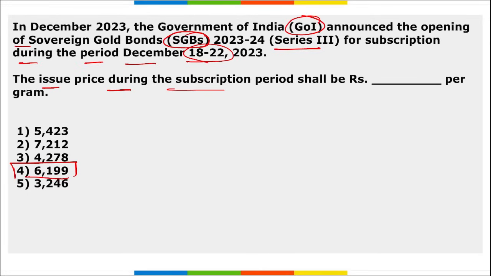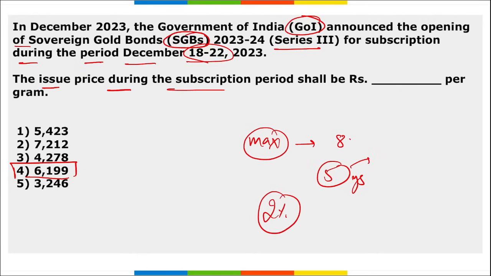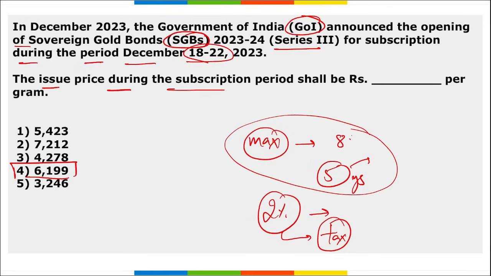Also remember, for these sovereign gold bonds, the maximum period for which they are allotted is 8 years, and after 5 years you can withdraw these sovereign gold bonds and you will be getting 2% every year on the basis of these bonds. On these 2% that you will be getting you have to pay tax, but the amount at the end of the 8 years that you will be getting will be tax free.